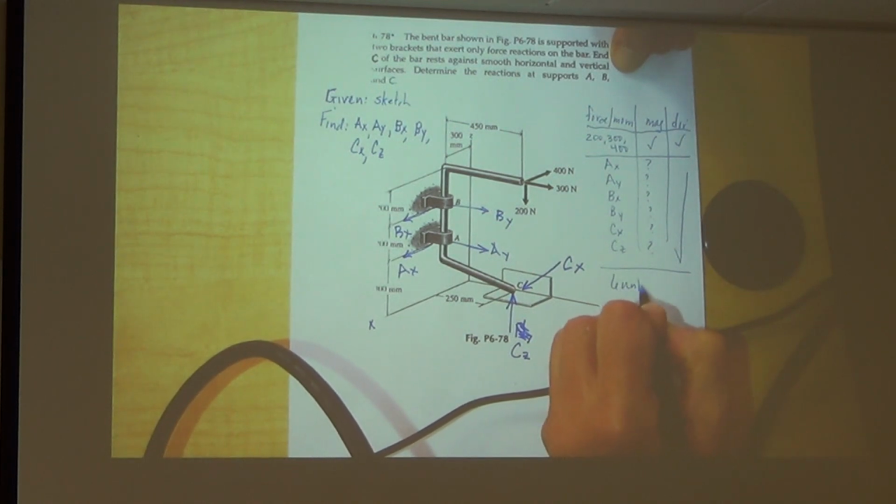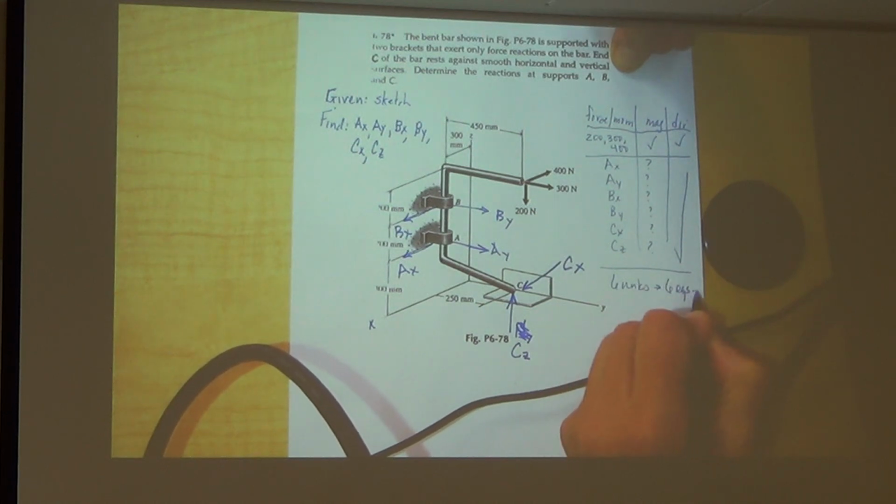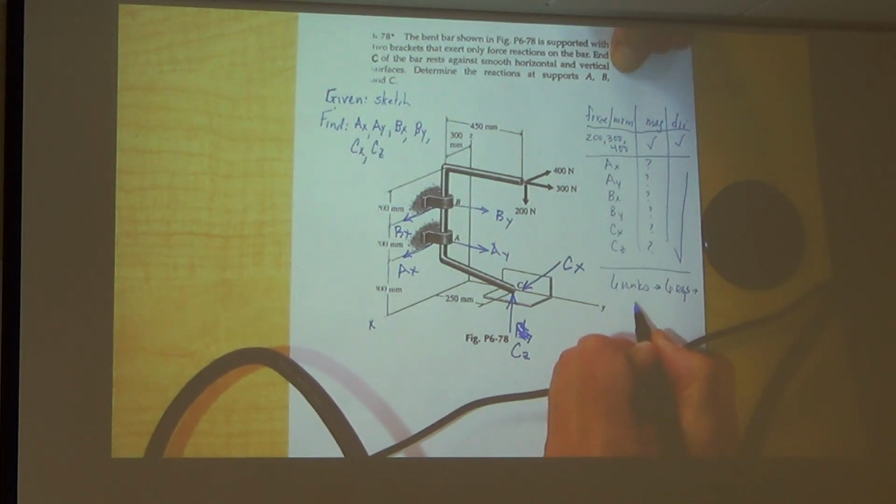6 unknowns. How many equations do I need? 6 equations. It's a 3D body, so how many bodies do I need to analyze? 1 body.